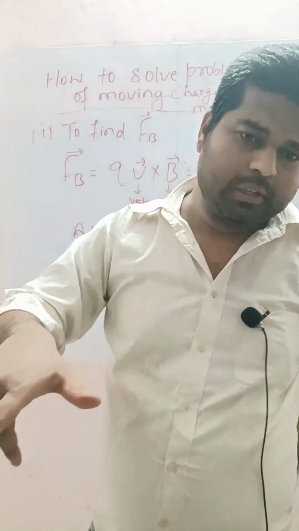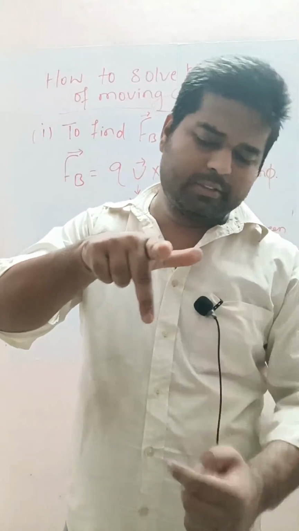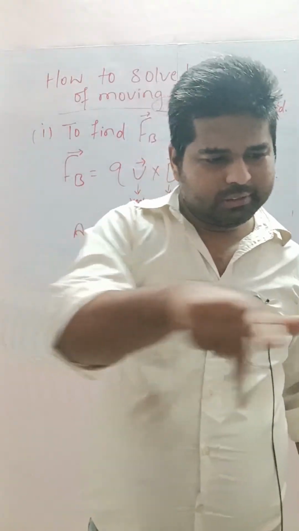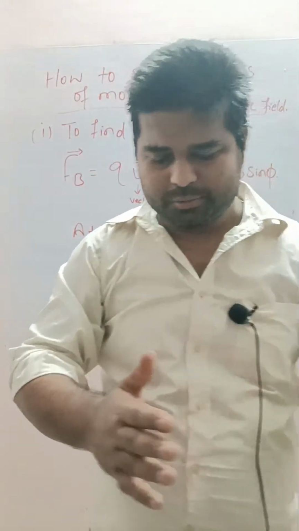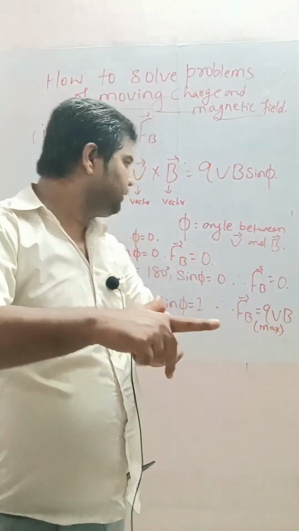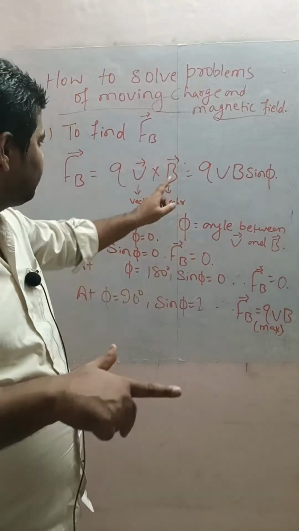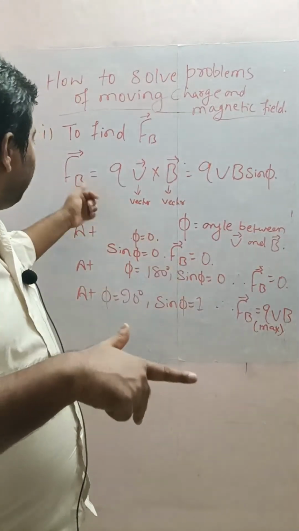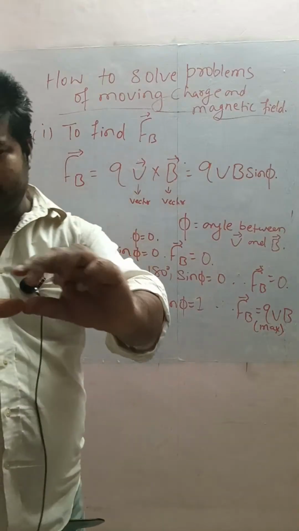magnetic force. Means if a charge is moving in this direction and the magnetic field is towards downward, then it feels a magnetic force in this direction, and it will deflect in this direction. Understood clearly? Due to the cross product, the first vector is velocity, put it on the forefinger. Second vector is magnetic field, put it on the index finger. And then these two will decide the direction of the magnetic force. That will be the third vector, the thumb.